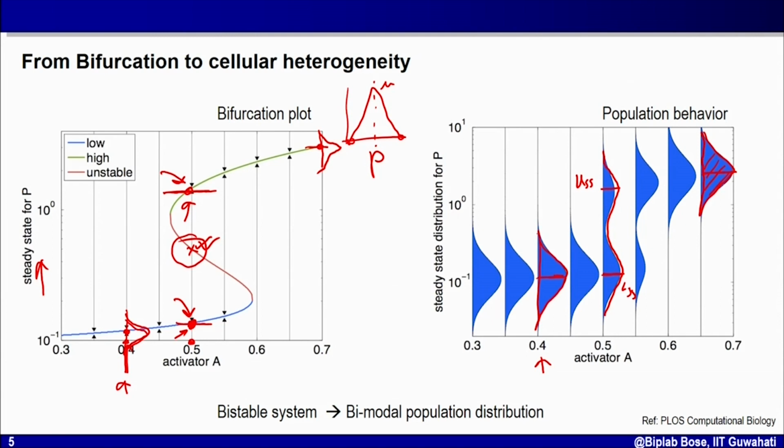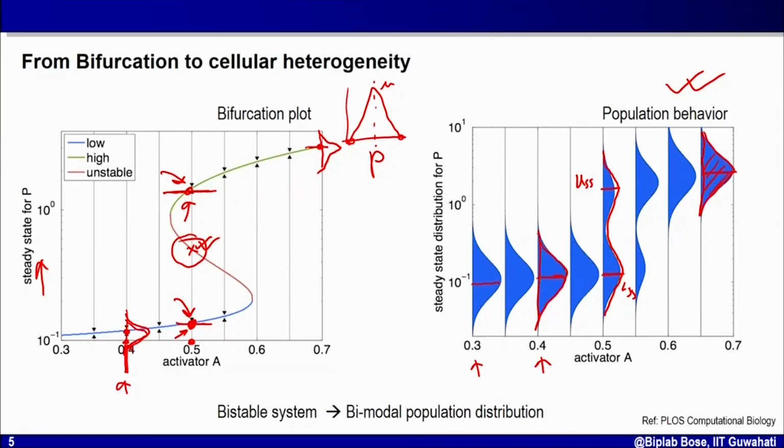So what is happening here? If you follow this population behavior data, when the signal is low, I have a population of cells where the amounts of protein in these cells are distributed around a single mean.